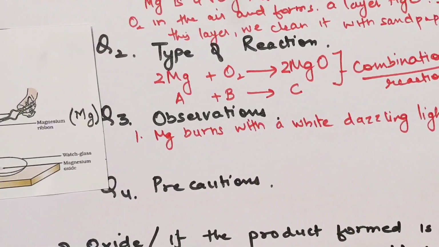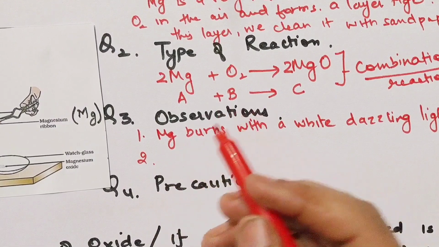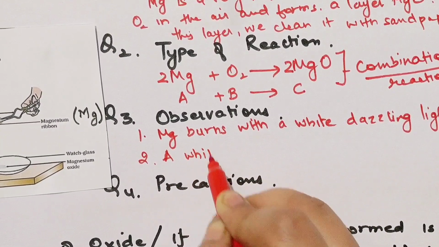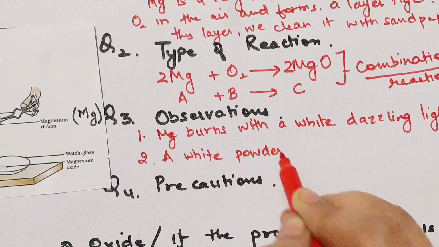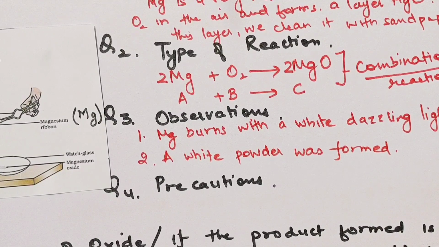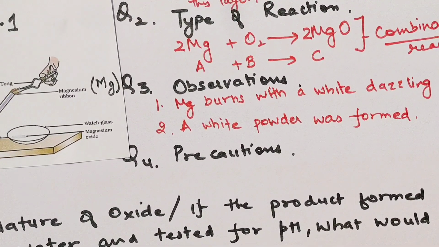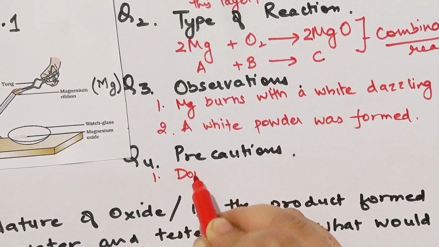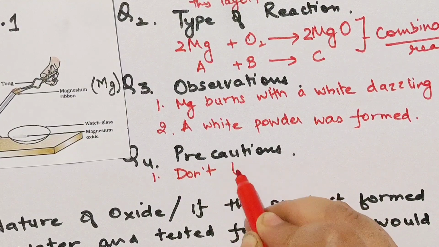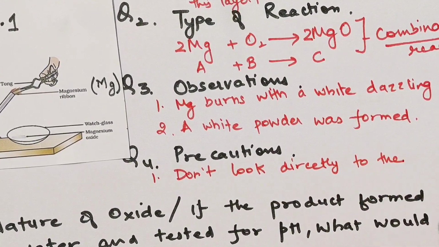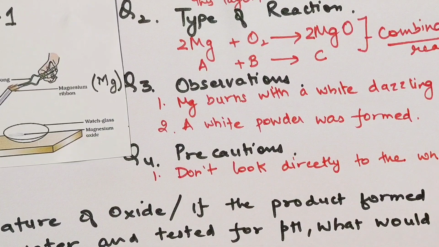Moving on to the next observation. You don't have to write what it was, but the observation was that a white powder was formed. Right? A white powder was formed and was collected in a watch glass. Now, this reaction, there is a precaution as well. And the precaution is we are suggested to not look directly at the white dazzling light that is produced.